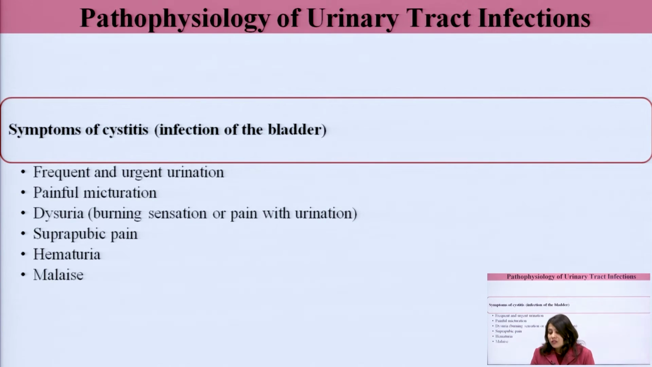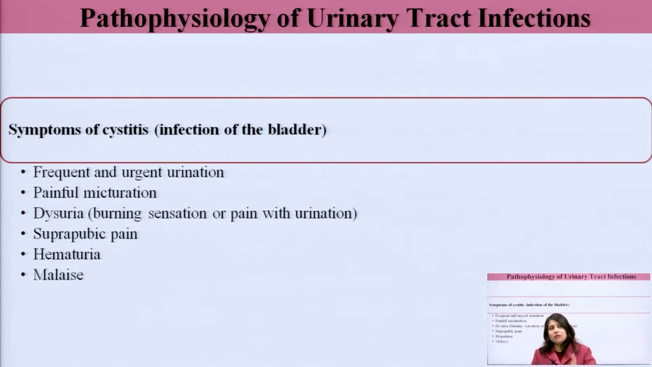So symptoms of cystitis, which is infection of the bladder. These include frequent and urgent urination, like I told in urethritis, painful micturition, again pain while voiding the urine, while urinating, then dysuria, burning sensation or pain with urination.